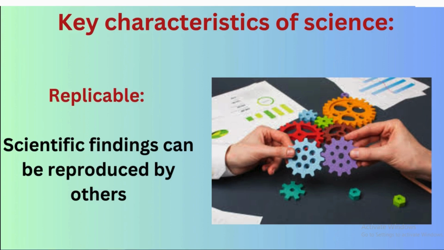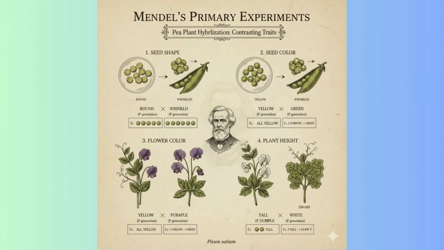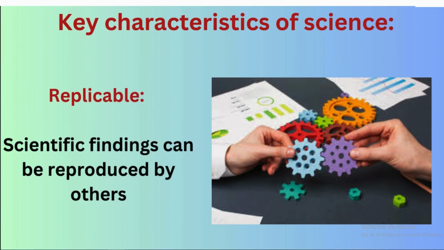Another characteristic is the replicable test. By definition, it shows that scientific findings can be reproduced by others. This can be explained with one of Mendel's primary experiments, which involved crossing pea plants, Pisum sativum, that had contrasting traits, such as seed shape, round versus wrinkled, seed color, yellow versus green, flower color, purple versus white, and plant height, tall versus dwarf. This shows that the replicable test can be reproduced by others.